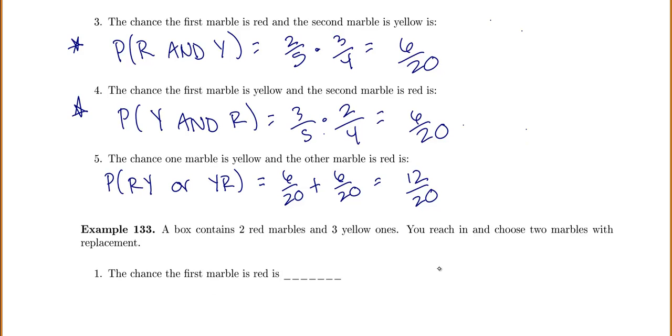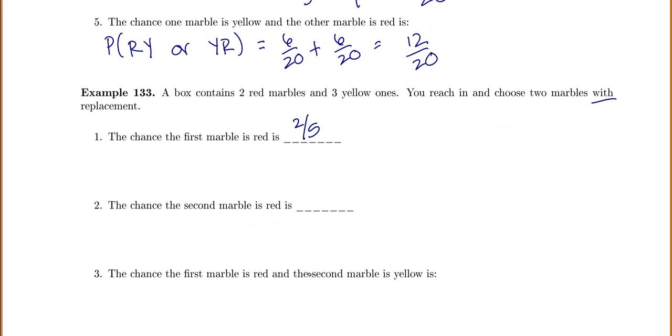Now example 133 is exactly the same, except now we're doing it with replacement. So let's see how that changes our answers. The chance that the first marble is red is 2 out of 5. The chance that the second marble is red is 2 out of 5.